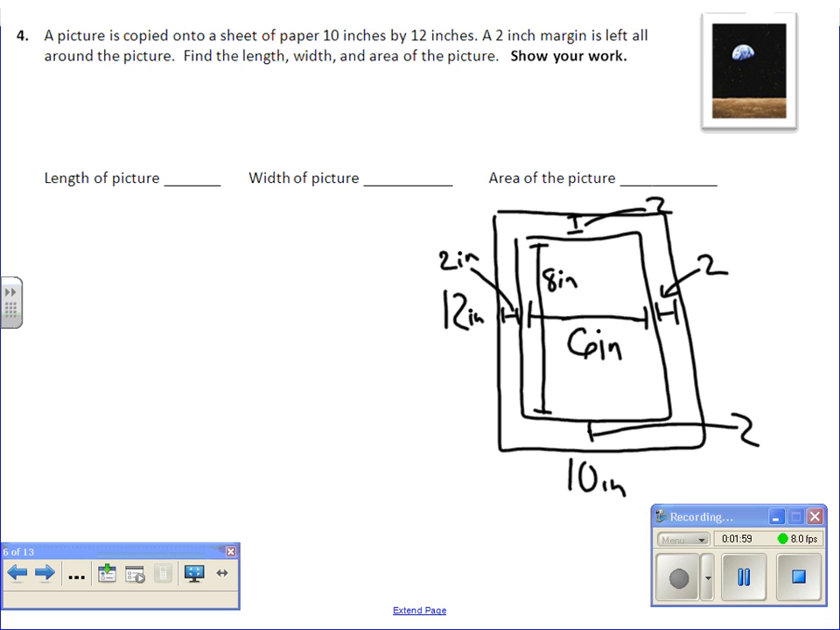Okay. So the length of the picture, that's going to be length, that's going to be width. Length of the picture is going to be 8 inches. Width of the picture is going to be 6 inches. The area of the picture is going to be, well, we're going to find our area. That's going to be 6 times 8. And that'll be equal to 48 inches squared.